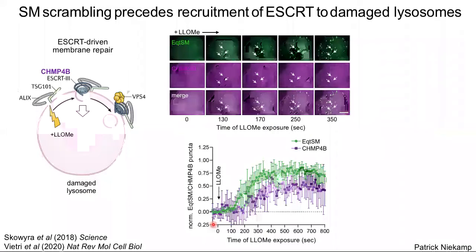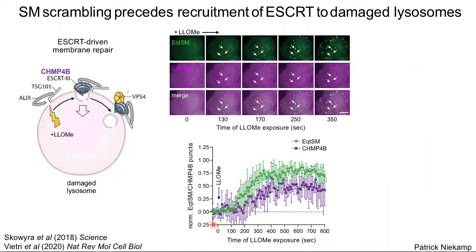Now, previous studies by the group of Phyllis Hanson and Harald Stenmark have shown that the ESCRT machinery, notably ESCRT-III subunits, are recruited to damaged lysosomes and participate in their repair. As ESCRT recruitment has been found to be dependent on calcium, we wondered whether cytosolic sphingomyelin exposure may be part of the mechanism by which ESCRT is mobilized to injured lysosomes.